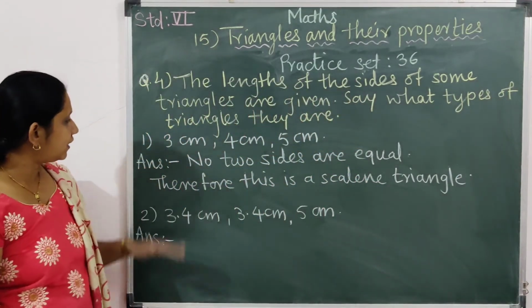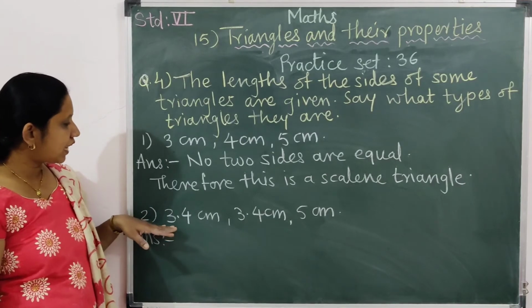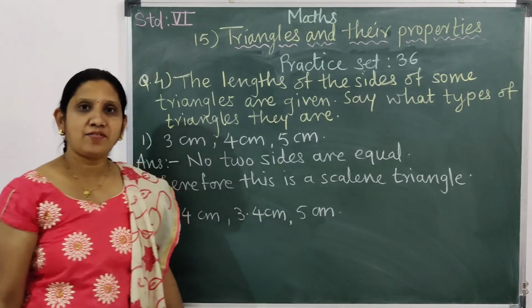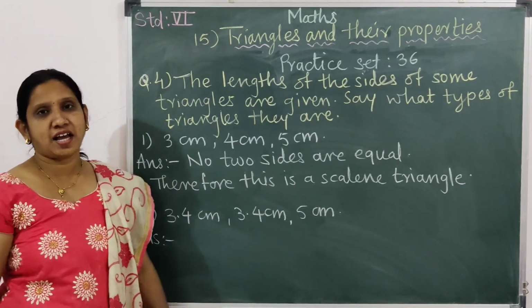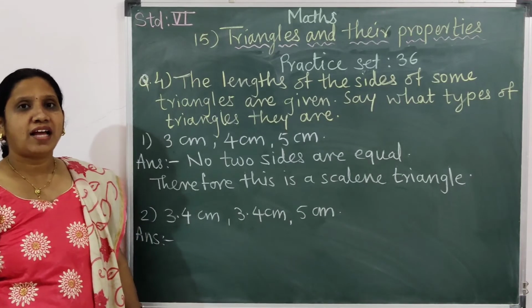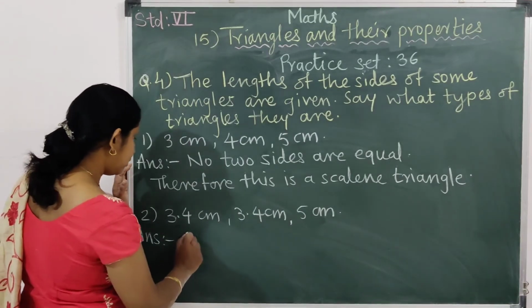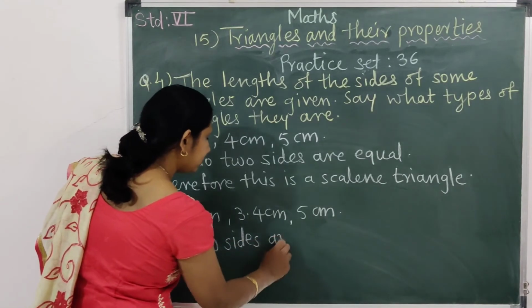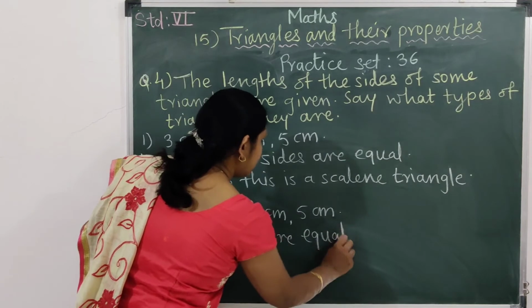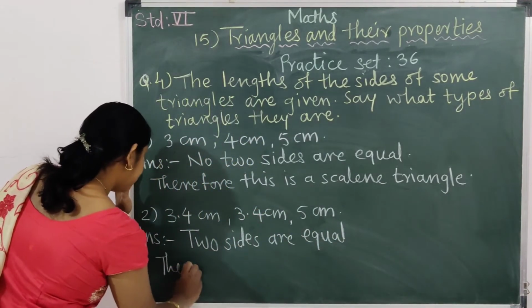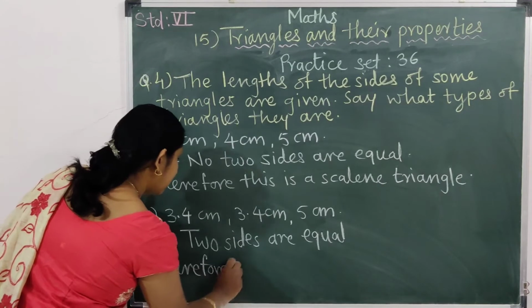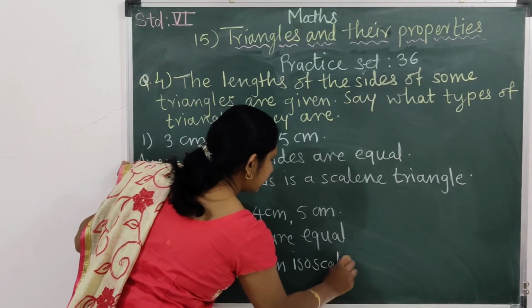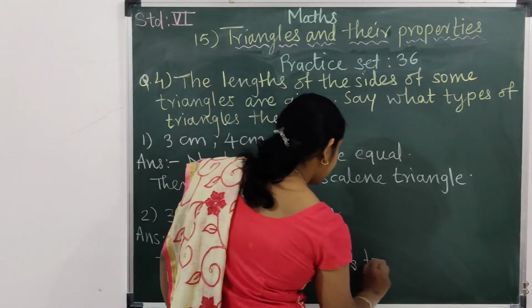Alright. Now let's have a look at example number 2. Sides are given 3.4 centimeter, 3.4 centimeter and 5 centimeter. Here 2 sides are equal, so it is of course an isosceles triangle. So right here 2 sides are equal. Therefore, it is an isosceles triangle.